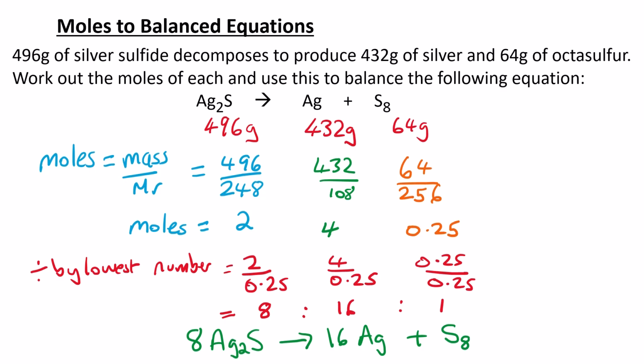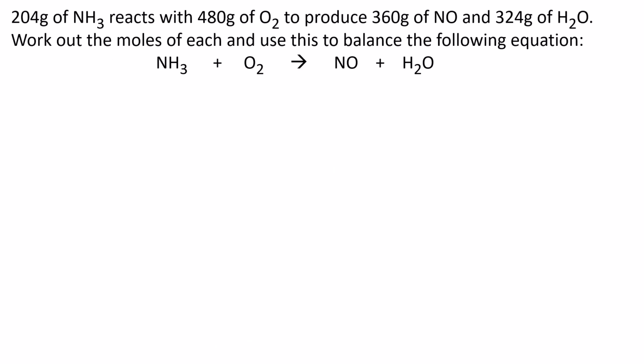So here's one for you to try for yourself. 204 grams of NH3 reacts with 480 grams of O2 to produce 360 grams of NO, 324 grams of H2O. Work out the moles of each and use this to balance the following equation. So pause the video while you try it yourself and then check back in with the video.